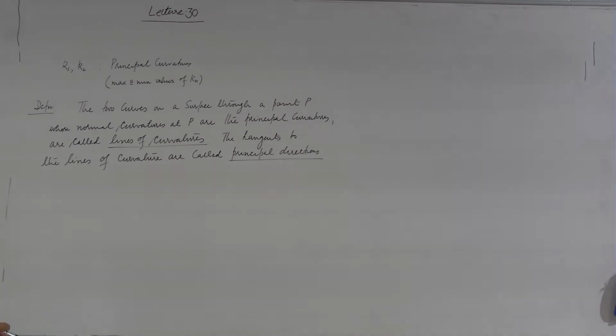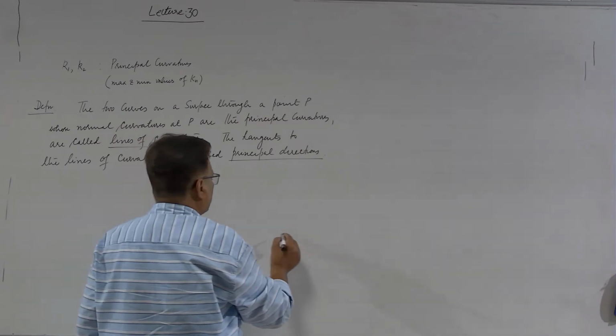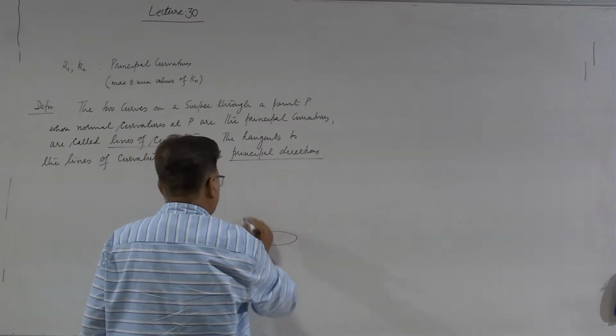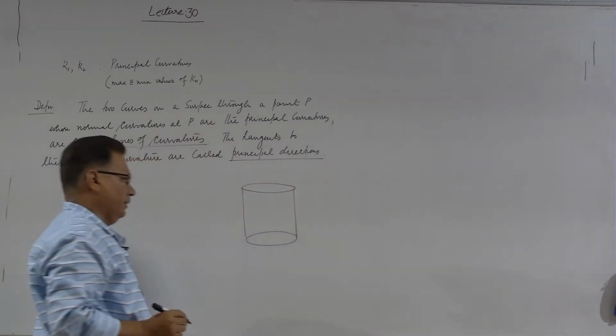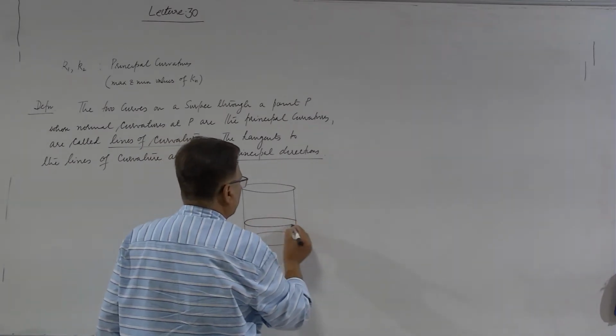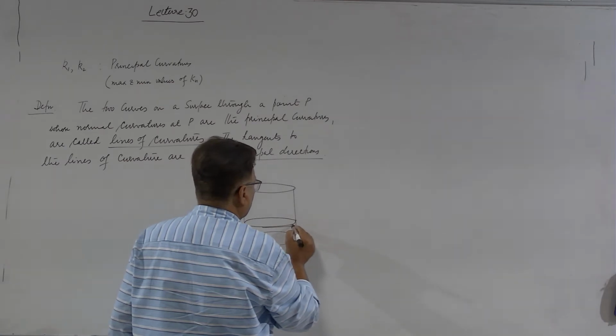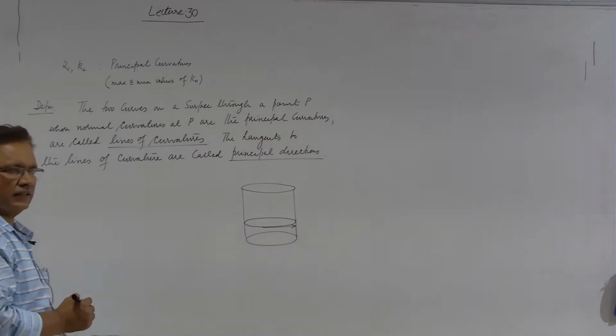So, first of all, we will work out the equation of the lines of curvature and principal directions, and then we will think of the existence of lines of curvature and principal directions. Well, you can realize them if you have a right circular cylinder. Then these two directions, the tangents, if you draw a tangent in this manner to the base curve, then this direction is a principal direction.